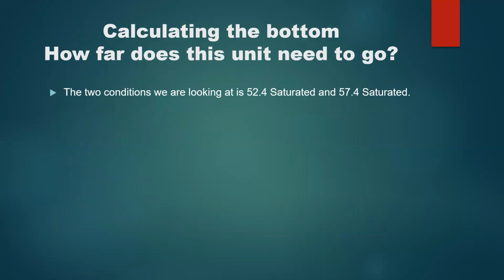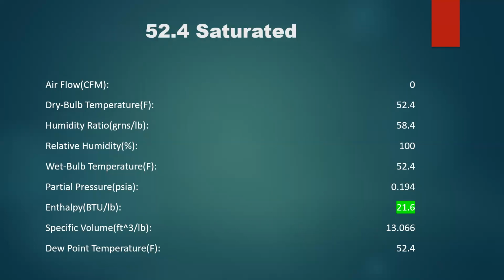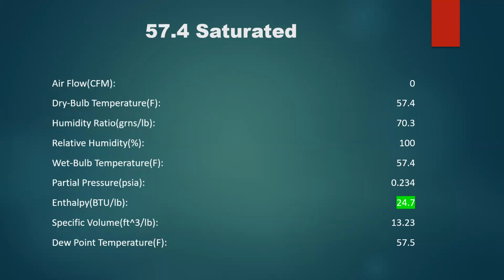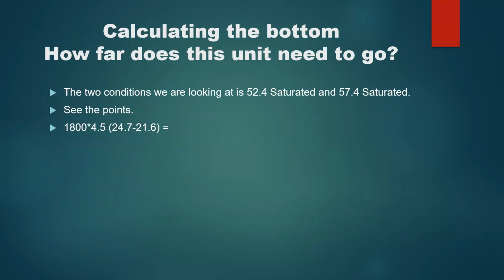The two conditions we're looking at are 52.4 saturated and 57.4 saturated. Looking at the points, at 52.4 we've got a 21.6 enthalpy. At 57.4, we've got a 24.7. So we take the 24.7 and subtract the 21.6, and that gives us 3.1. Since we're dealing with the 1,800 times 4.5, it's 8,100, or about 25,000 BTUs on the bottom, the difference.